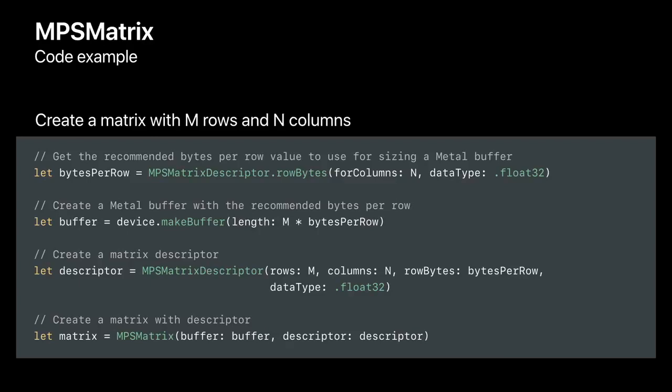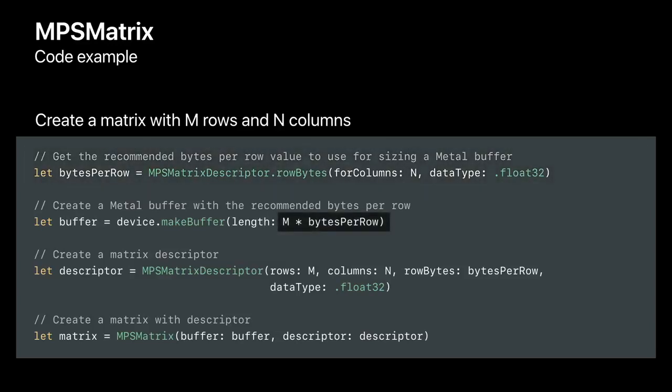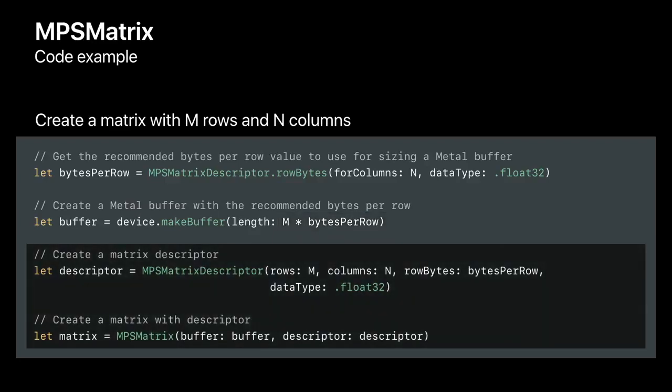Now let's take a look at how you can create an MPS matrix with m rows and n columns. It's very similar to the way you would create an MPS vector, but there are just a few things we want to mention. We provide a convenience API that you can use to find the recommended bytes-per-row value for sizing your Metal buffers. If you choose to use this API, this is how you would create a Metal buffer with this recommended value. Using this API is completely optional, but recommended for better performance. And then the rest is simple: you create a descriptor for your matrix, and then you create a matrix with the descriptor.